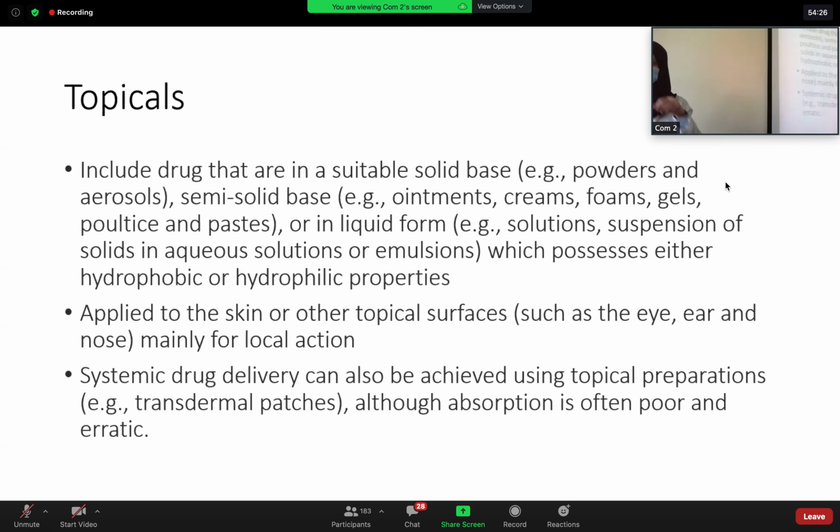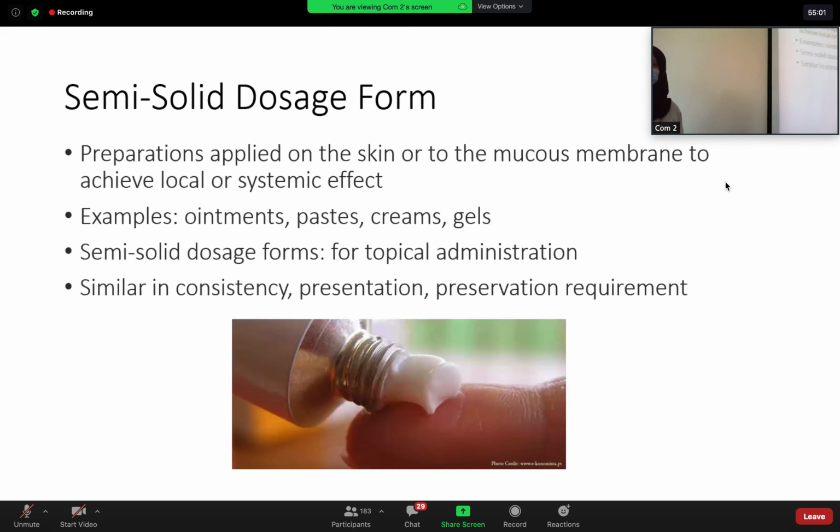like the dry powder, like the aerosols. Or they could be applied to the eyes, for example, or otic preparations directly to the ears. So again, they can be used as topical for direct administration or systemic drug delivery. One of the important drug deliveries here for topical administration is the transdermal patch, and we will learn shortly about that.